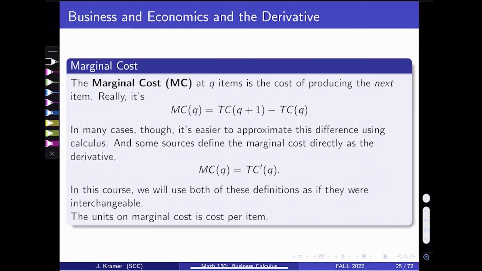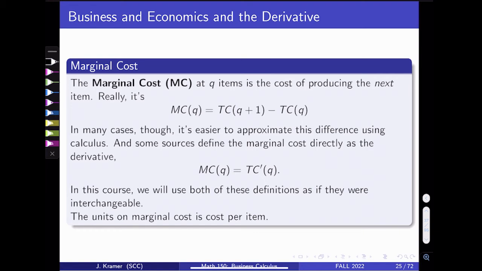In the previous video, we talked about the word marginal, implying that we're discussing a rate of change, and we would be wanting to find the derivative of producing one additional item after producing Q items. So marginal cost at Q items is the cost of producing the next item. So that's the total cost of Q plus 1 items minus the total cost of Q items.